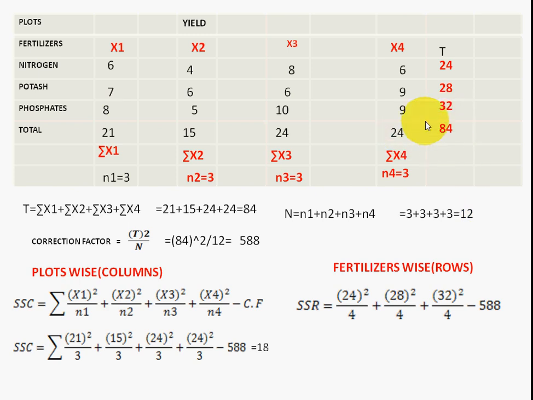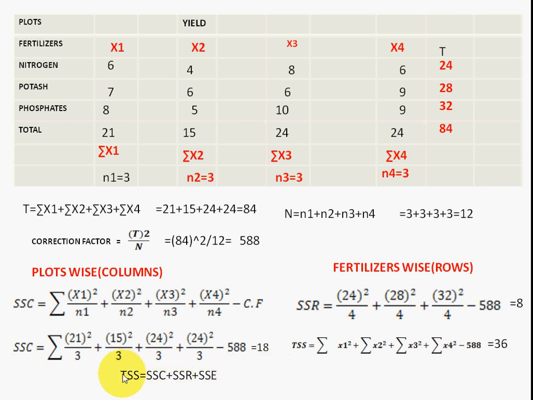Okay, this is different. Therefore SSR is equal to 8. Similarly TSS, in simple we can say that 6 whole square, 7 whole square, 8 whole square, 4 whole square, 6 whole square, 5 whole square, 6 whole square, 9 whole square, 9 whole square. You add all the squares. In shortcut you can write it as sigma x1 square, sigma x2 square, so on and so forth. So minus correction factor. So you are going to get it as 36.